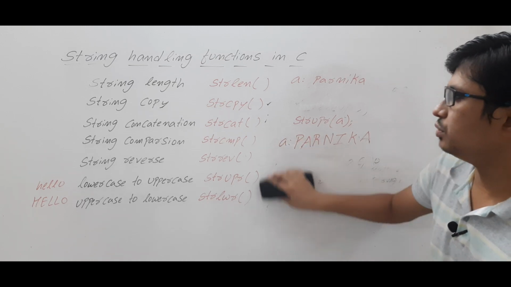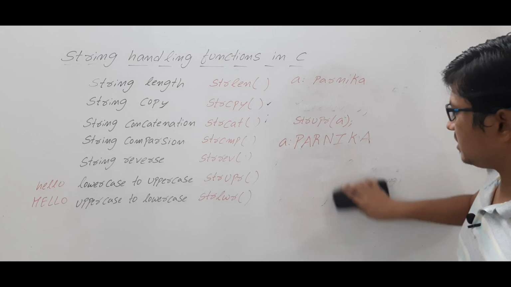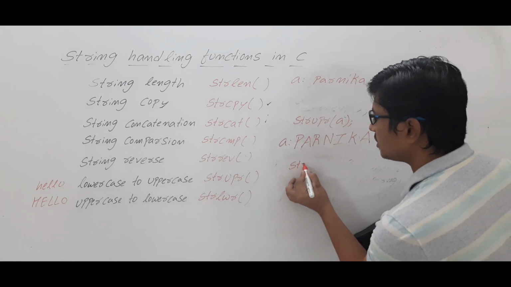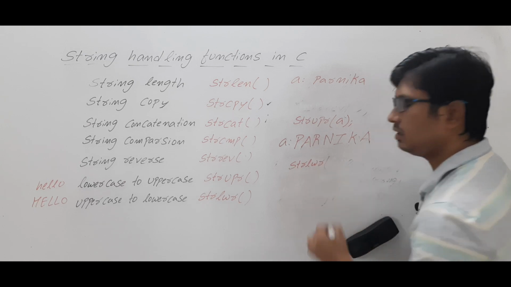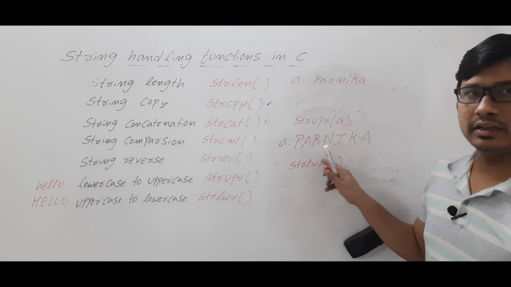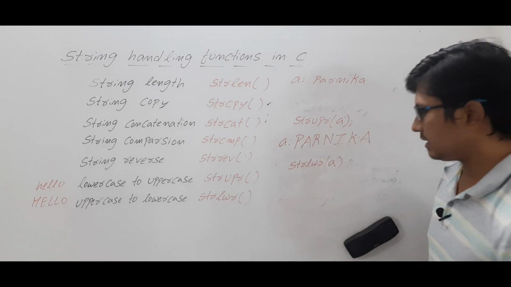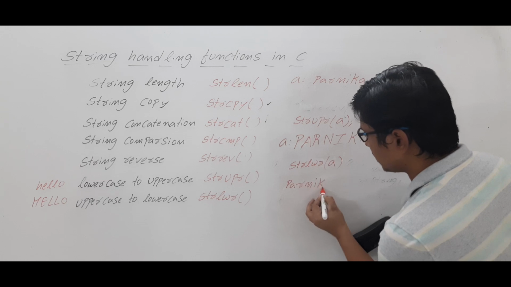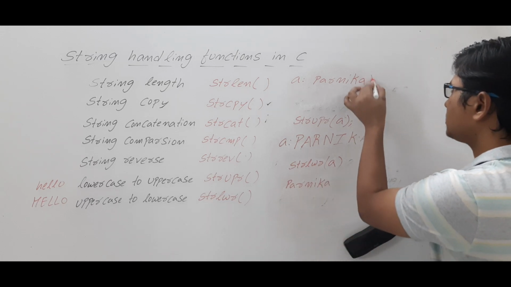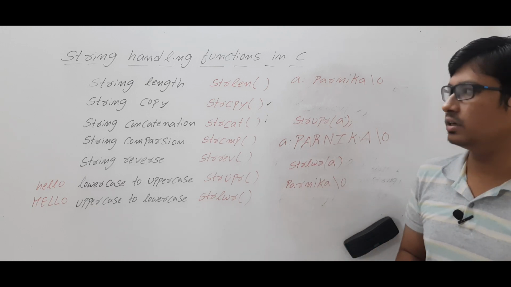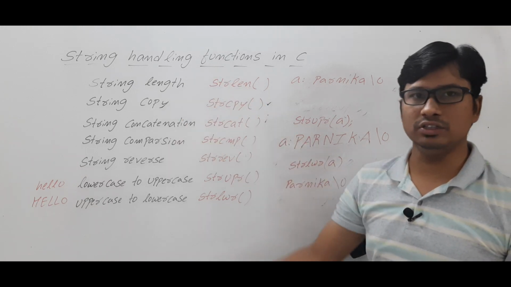If you want to convert a string in uppercase to lowercase, then you can use a function called strlwr. If you mention the name of the array as A, and let's take that array A has Parnika in capital letters, then it will convert it into lowercase. Are you able to understand? And each string ends with a \0. Always remember this point. I hope you have understood all these functions.